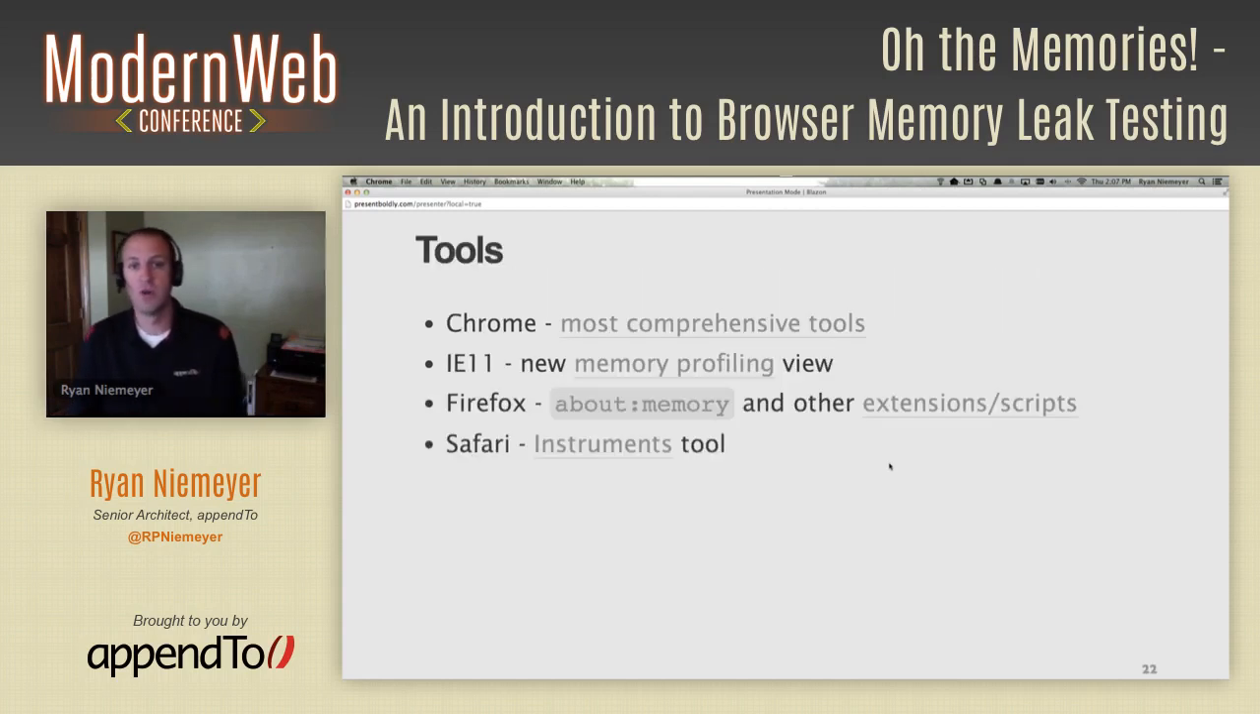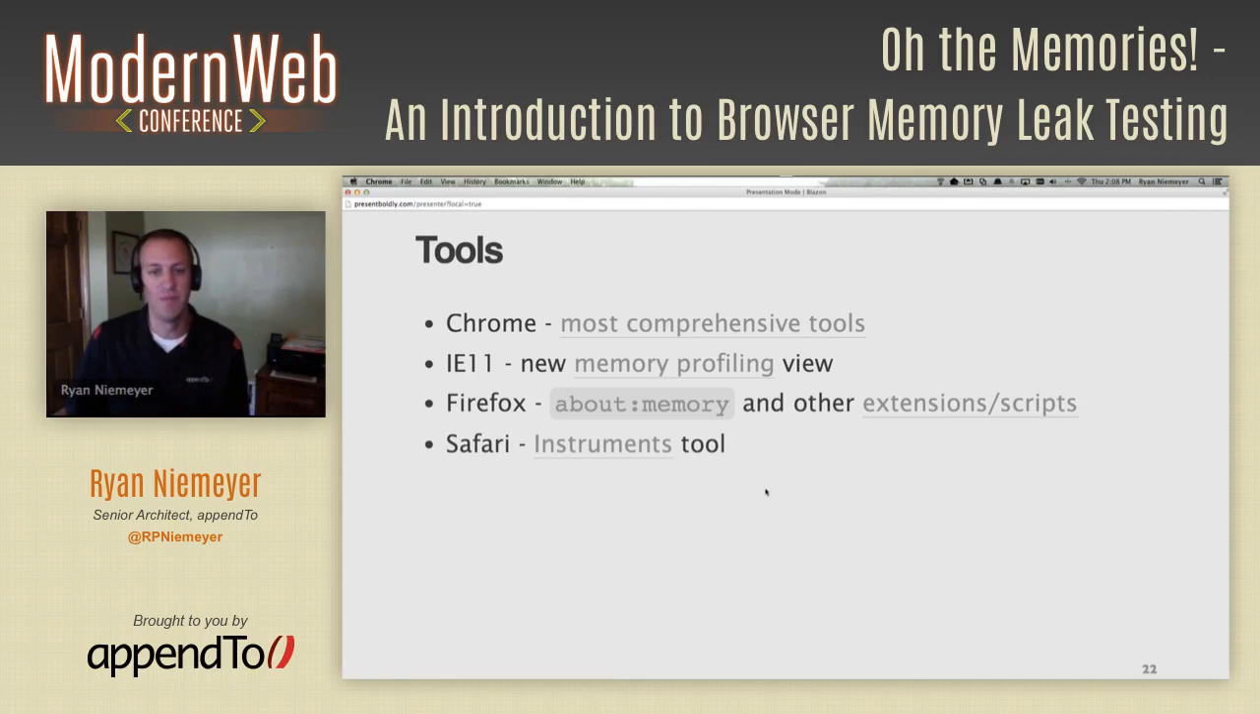So as far as tools go, in my opinion, Chrome has the most comprehensive tools available to look at memory leaks. IE11, though, has some really nice functionality going on in their memory profiling view. And we're going to look at both Chrome and then some screenshots of how IE11 looks as well. In Firefox, there's an about:memory view that can give you a heap dump and let you do garbage collection from there, force it. There are some other extensions and scripts which I linked to here. If you come back through the presentation later on, you can take a look.